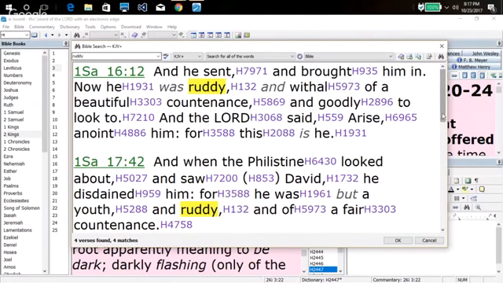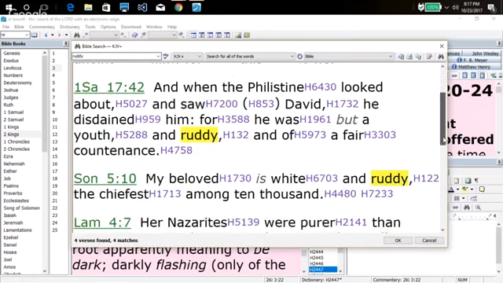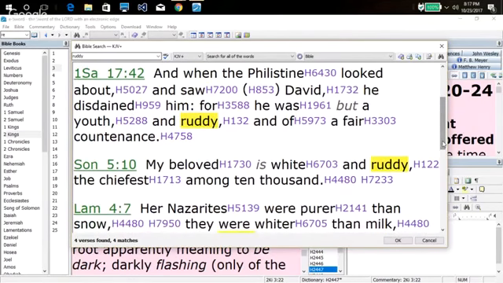All right, let's read the next one. We're going to get into all this. I'm going to jump right back to all these things. All right. 1 Samuel 17:42. And when the Philistine looked about and saw David, he disdained him, for he was but a youth and ruddy and of a fair countenance.